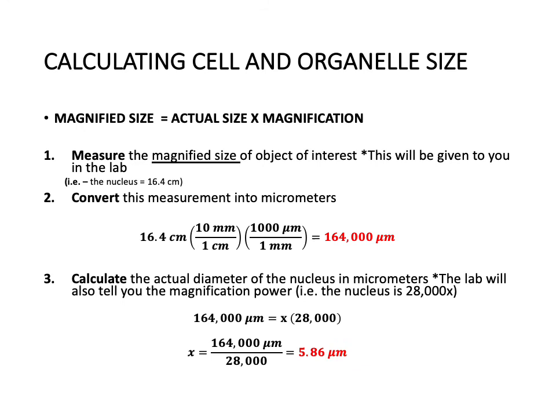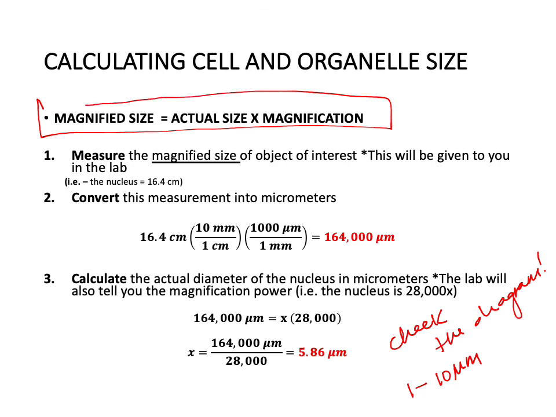us 5.86 microns. Something you can quickly do is check the diagram from the previous slide. Remember that organelles should be between 1 to 10 microns. So this answer makes sense. I'm falling right in that range. So that's a way that you can check that your math is making sense. That's really what you're going to be doing for lab today. You're going to be looking at these magnified images and manipulating this formula in order to calculate the cell and organelle size.